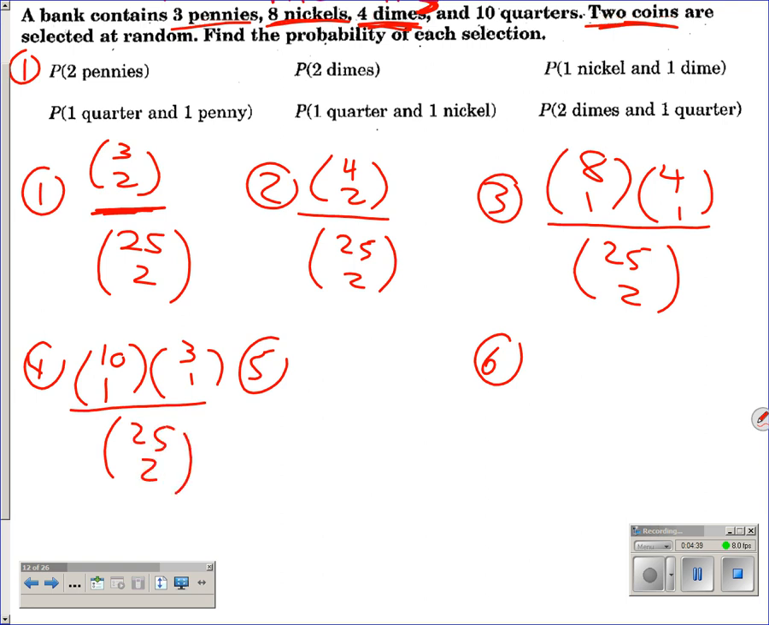Okay. And then number 5, we've got 1 quarter and 1 nickel, so separate the 2 categories. All right, so 2 parentheses, because we multiply separate events there. 1 quarter would be 10 choose 1. 1 nickel would be 8 nickels, choose 1. And then all over 25 choose 2.